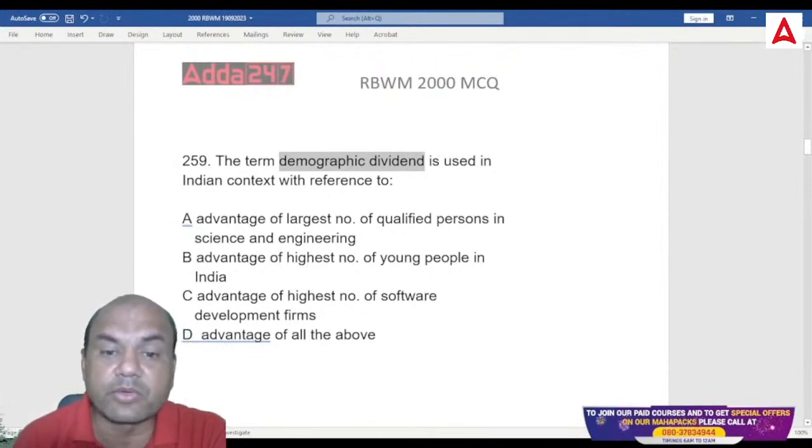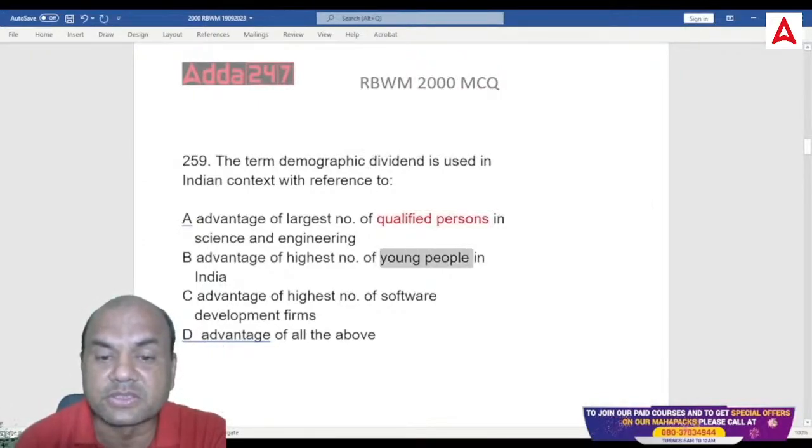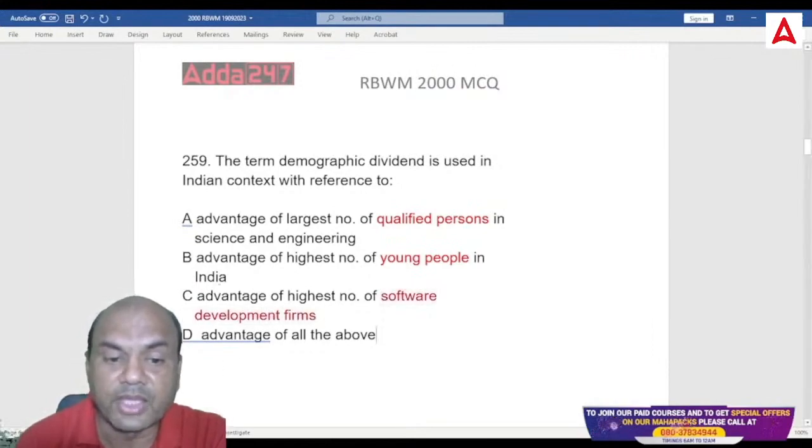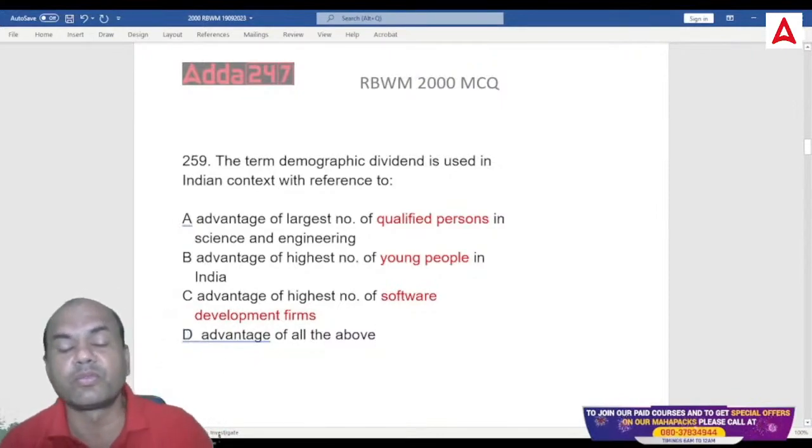Advantage of the largest number of qualified persons. Do we have too many qualified persons? Advantage of the highest number of young persons. Do we have young persons? Advantage of the highest number of software development firms. Do we have that? Advantage of all of the above. What do you think is the answer?